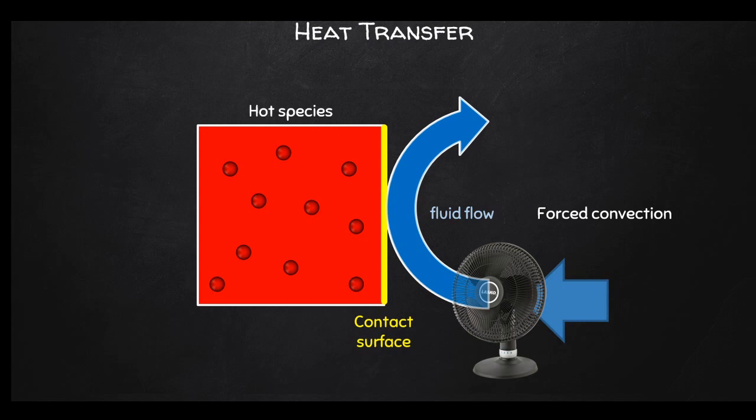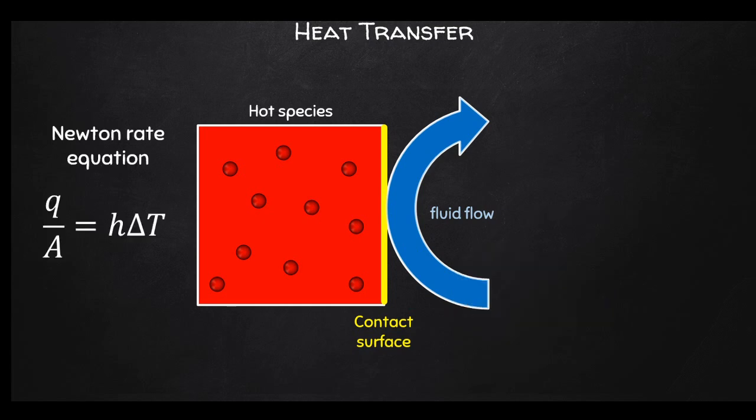So think of yourself on a hot day. You would prefer to fan yourself with a piece of paper to help you cool off, rather than to just sit there and allow natural convection to take place, because you won't cool off as quickly. Now, what does the equation look like that describes convection? It looks similar to the form of equation that is used to describe heat transfer via conduction. And this equation is referred to as Newton's rate equation.